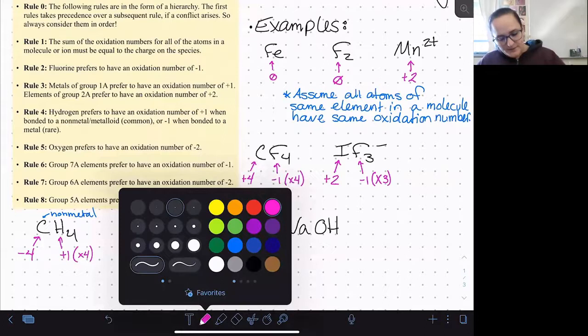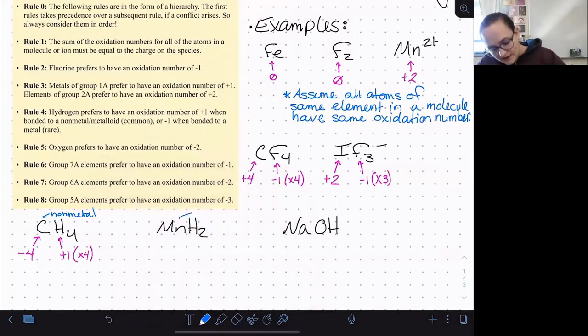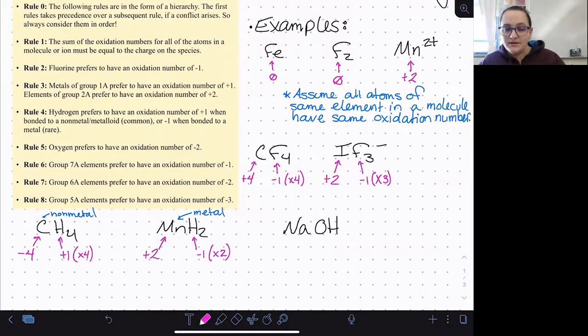In our next example, MnH2, manganese is a metal. And we see that hydrogen has a different preference for when it's bonded to a metal. So it prefers to have an oxidation number of -1 when it is bonded to a metal. This doesn't happen often, but it does happen. So in this case, it is going to have an oxidation number of -1. And there are 2 atoms of hydrogen in this formula. So if each of those has a -1, in order to satisfy rule 1, that means the manganese must have an oxidation number of +2.